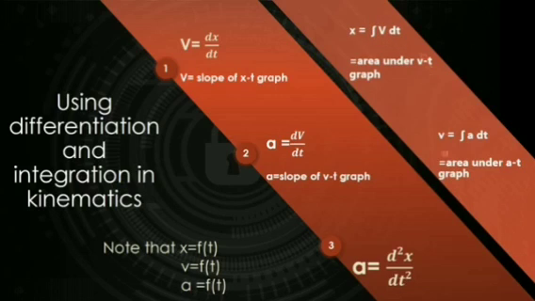Similarly, if I want to find velocity from the acceleration-time graph, the area under the a-t graph will give you velocity, which can be written as the integral of a dt. So for finding slope we use differentiation, and for adding up areas we use integration.